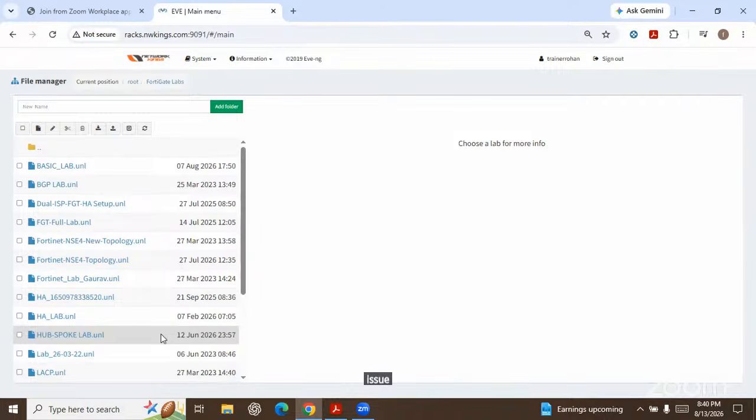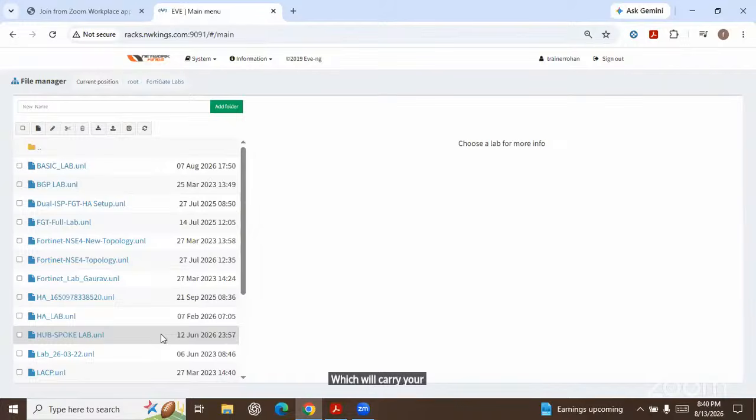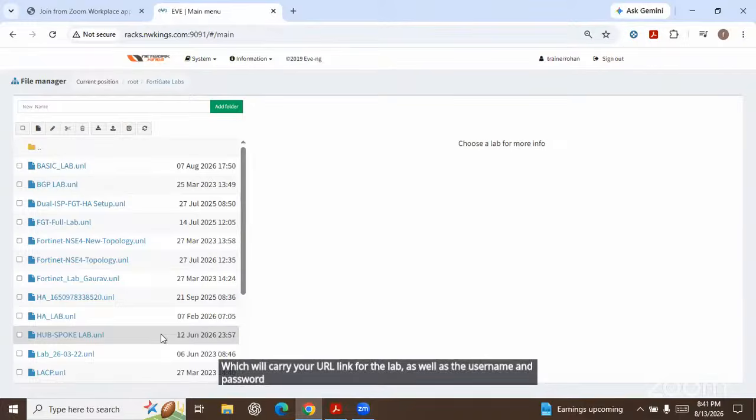Once you enroll into the course, each one of you would be receiving a mail from the networking support, which will carry your URL link for the lab, as well as the username and password, which you have to use to log in onto the lab. So that each one of you can access and use your own lab.